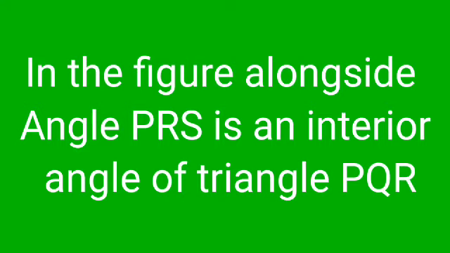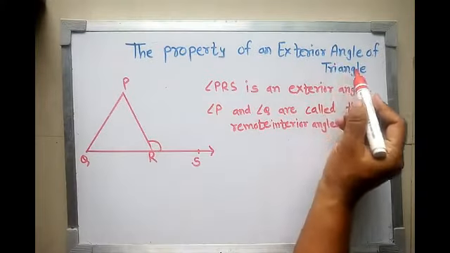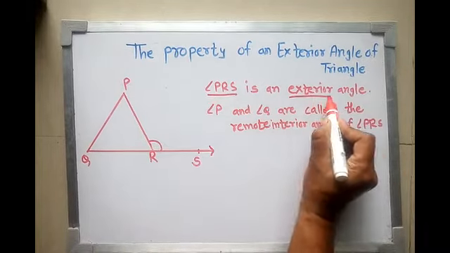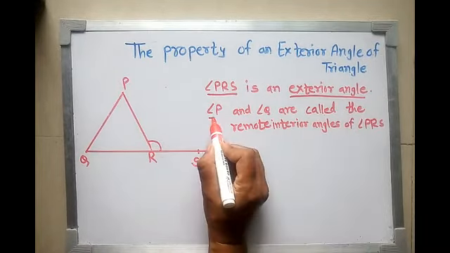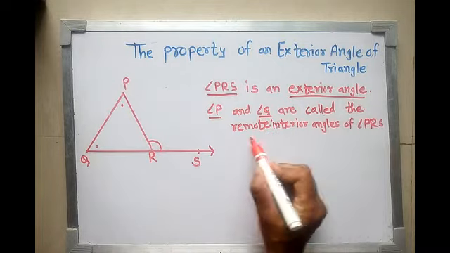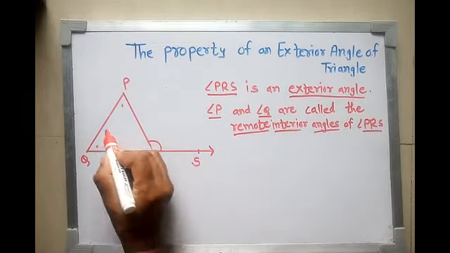In the figure alongside, angle PRQ is an interior angle. The property of exterior angle of a triangle. Angle PRS is an exterior angle. Angle P and angle Q are called the remote interior angles of angle PRS.